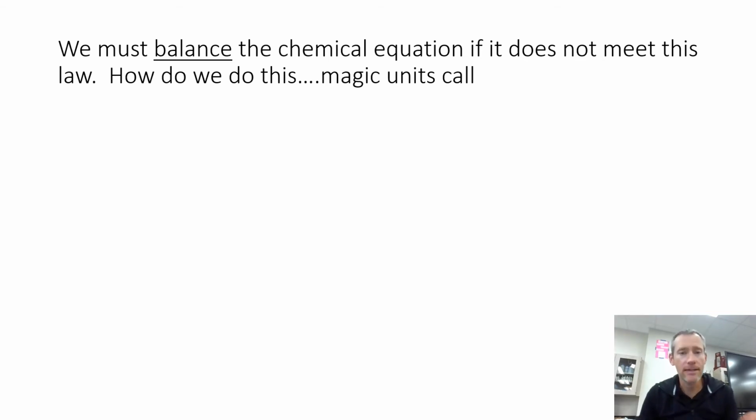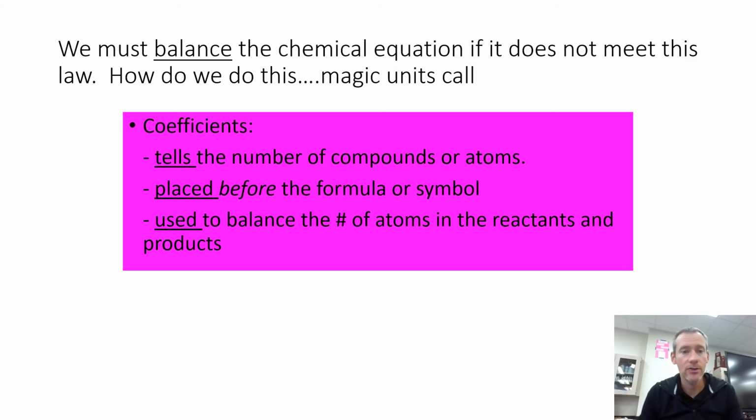So we must balance the chemical equation if it does not meet this law. How do we do this? They call this magic, but it's really just simple math, and we'll get to that soon. So coefficients are what are used in front of these compounds or atoms, and that will help us balance the number of atoms on both sides of the reactants and products.